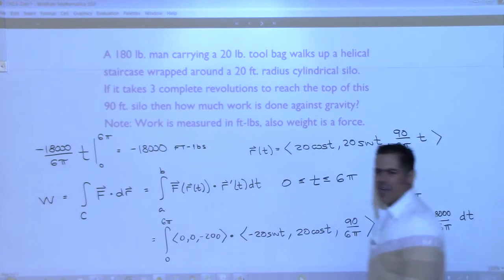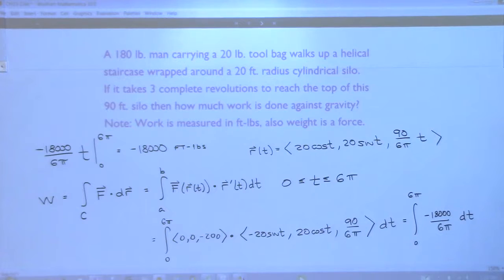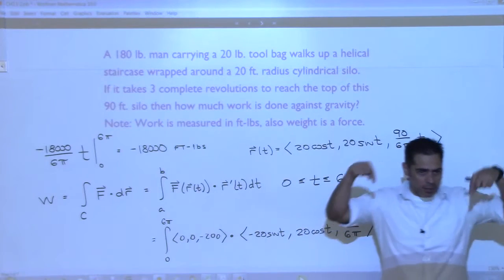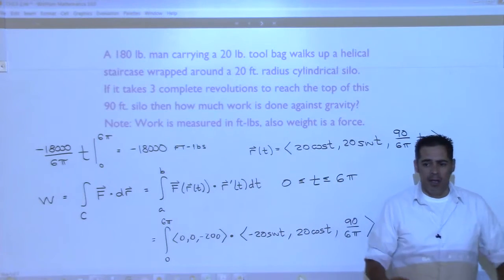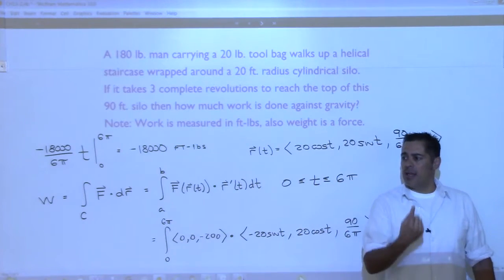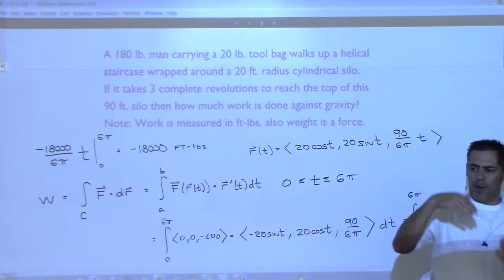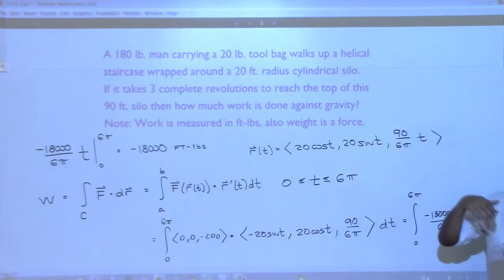Right. And it's a negative number. The reason why is because our path, if you look at the field, the field was a bunch of vectors pointing straight down. And our path went against that field. We had to go up against that field. So when they're in opposing directions, you're going to get negative work.